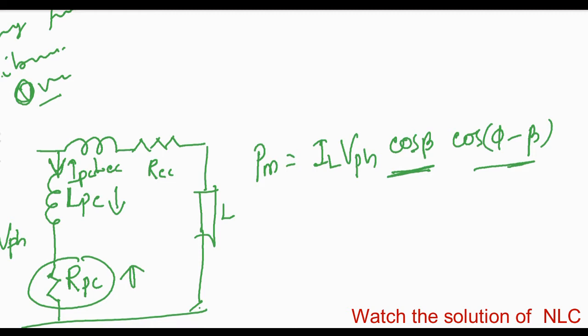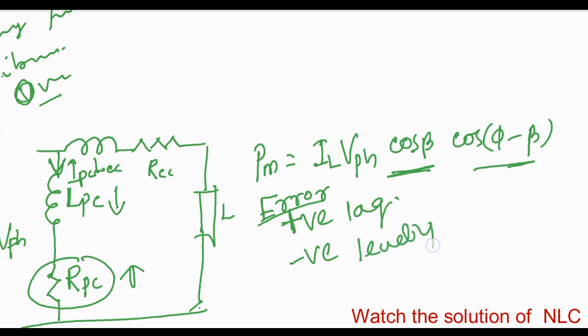So the error due to this becomes both positive and negative values: positive for lagging loads and negative for leading loads.